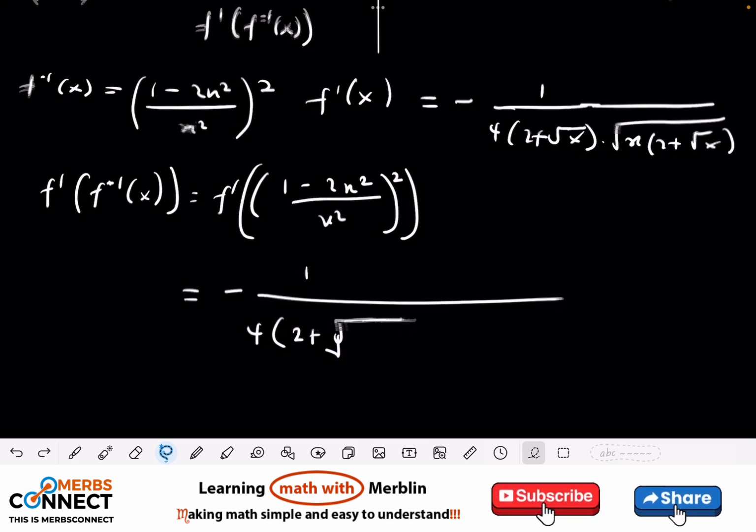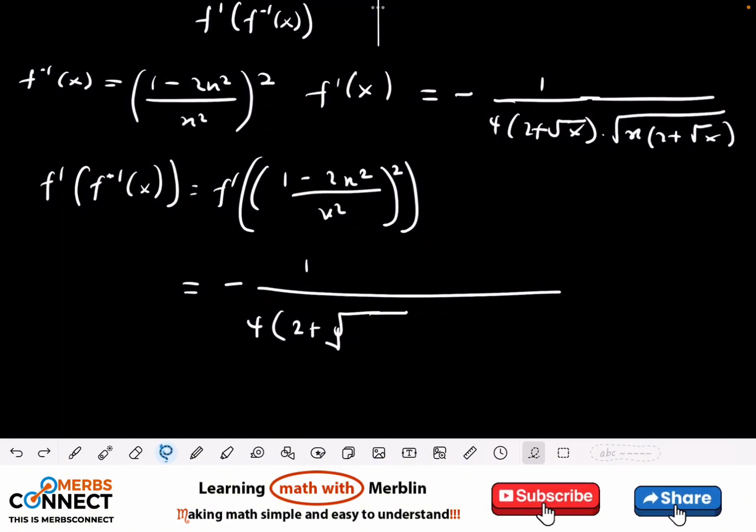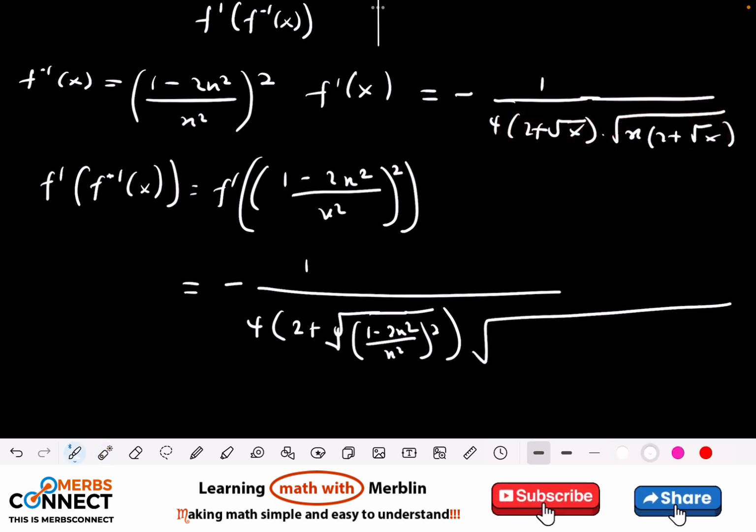Or let me write it. I'm being lazy. Let me write it. So this is going to be this. So I'm going to paste this one there. So I'm going to have 1 minus 2x squared divided by x squared all squared. So that is the first one here. Then I come here, I come and do substitution. So that one will be root of, I have first x here and x is this one. So I'm going to have 1 minus 2x squared all divided by x squared all squared. Then open bracket 2 plus another root of this one again.